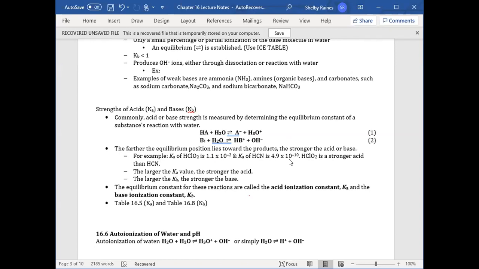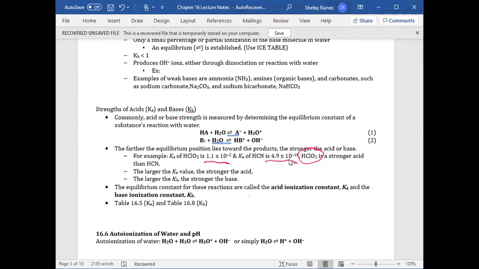So you can see here HClO2, Ka is 1.1 times 10 to the negative 2, whereas HCN is 4.9 times 10 to the negative 10. That means that HClO2 is a stronger acid because its Ka is larger, or it's closer to 1. So the larger the Ka, the stronger the acid; the larger the Kb, the stronger the base.